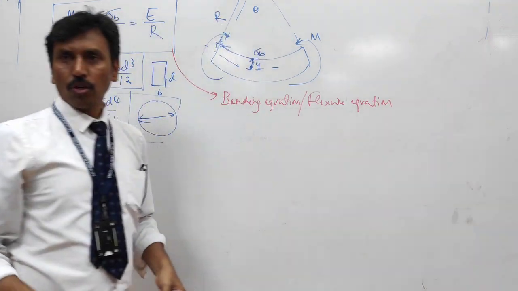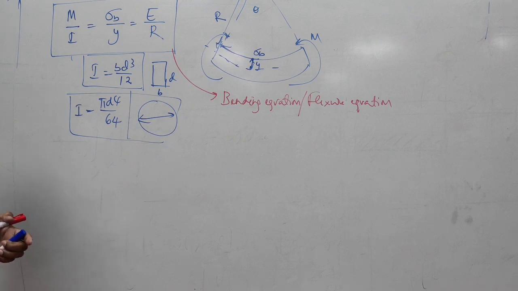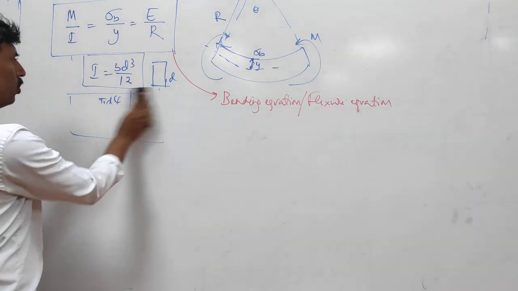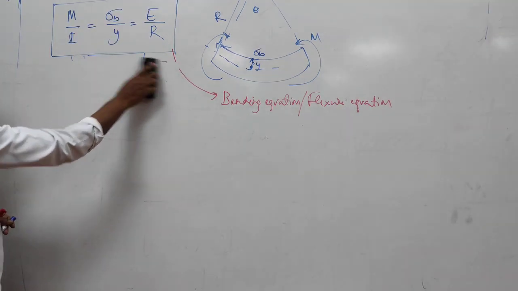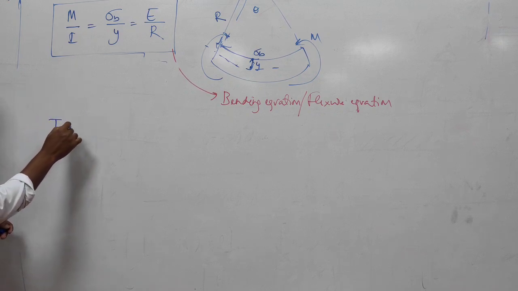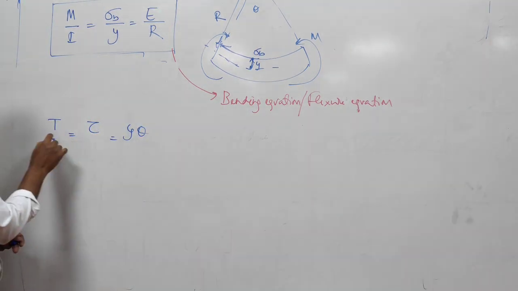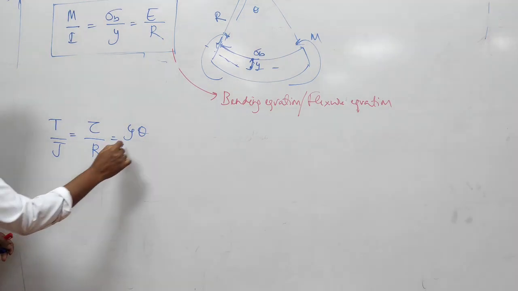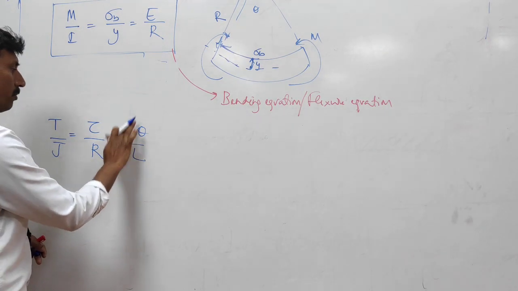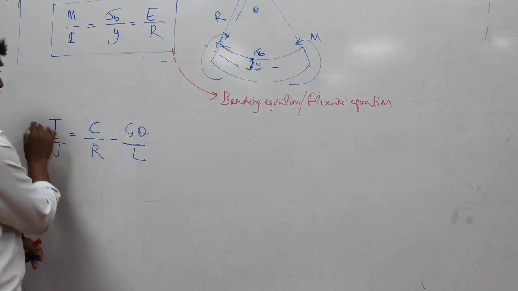So this is the flexure equation also. People may call it the flexure equation or bending equation. This is given by this equation. And let us see how this would compare to the torsion equation. The torsion equation is given by this.